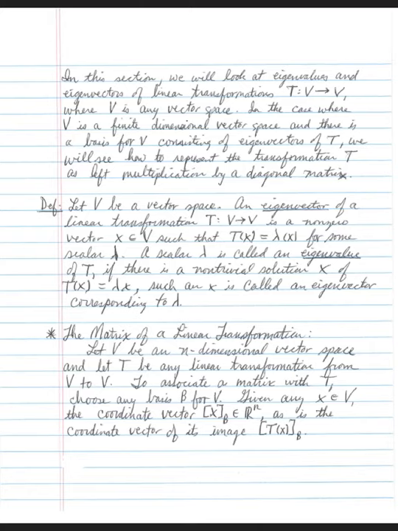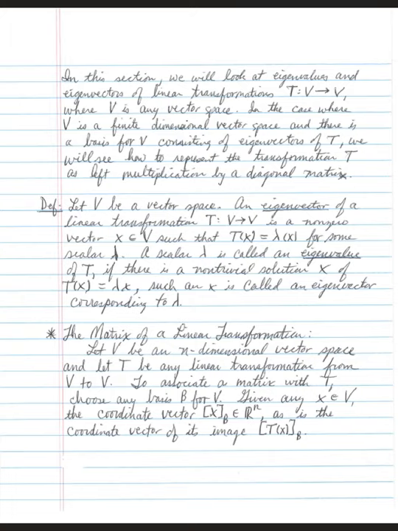In this section, we will look at eigenvalues and eigenvectors of linear transformations that map V onto V, one vector space onto another. In the case where V is a finite dimensional vector space and there is a basis for V consisting of eigenvectors of T, the linear transformation, we will see how to represent the transformation T as a left multiplication by a diagonal matrix.